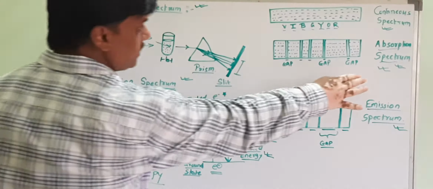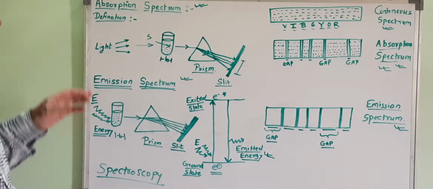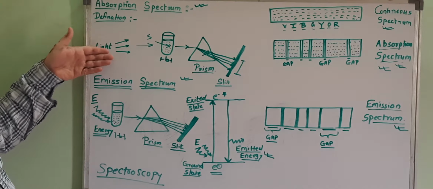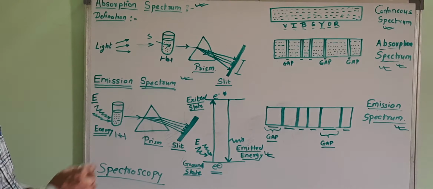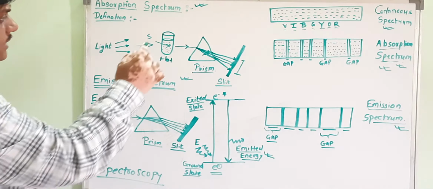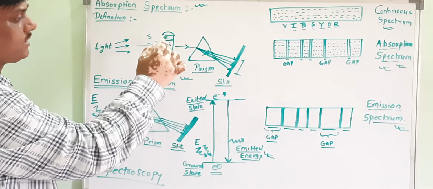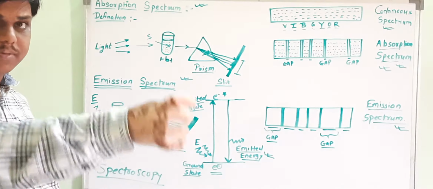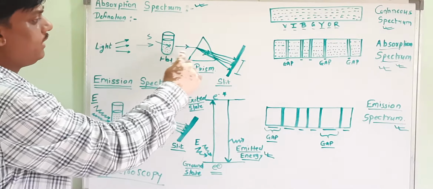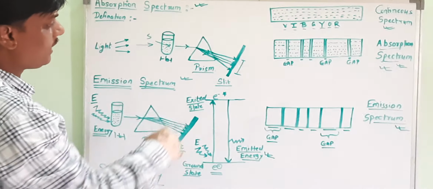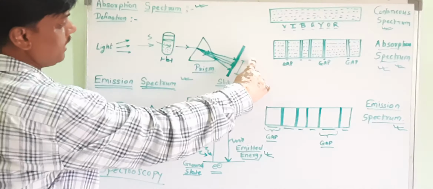known as the absorption spectrum. Here you will observe that light is passing through a cuvette and the substrate is present in the cuvette. That substrate molecule or that substrate concentration absorbs some wavelength of light, and when it passes through the prism we get a particular spectrum.